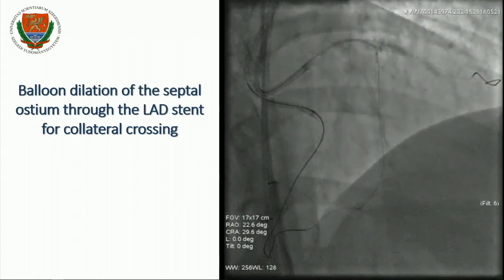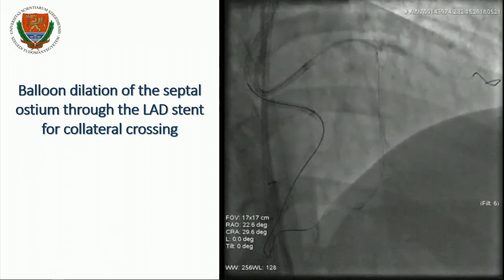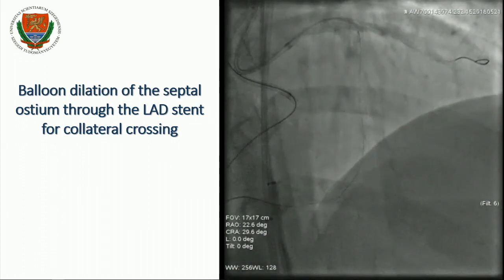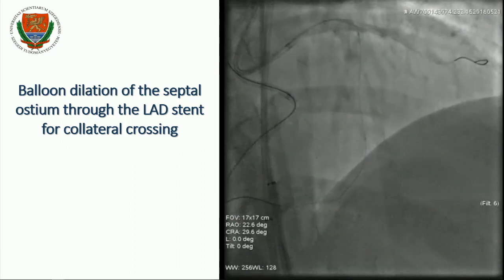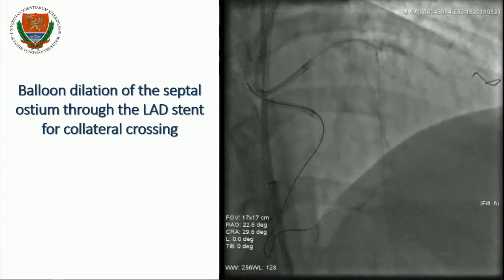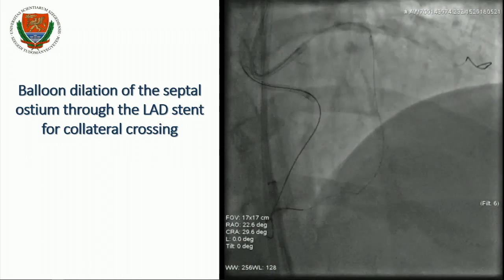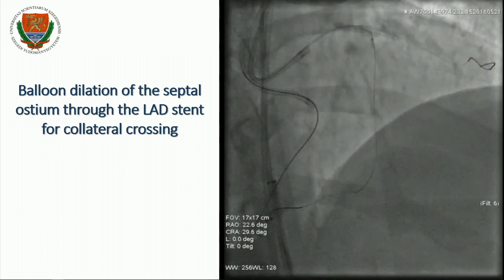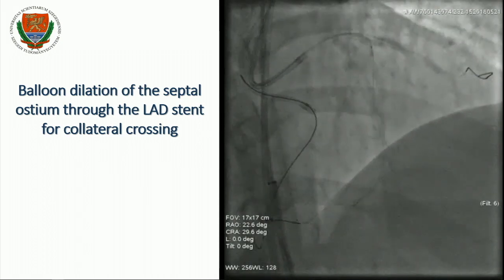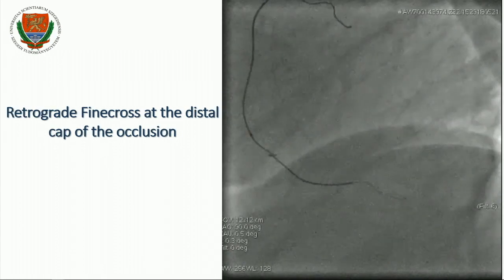So then we decided to switch to the retrograde crossing strategy, and we picked a nice septal collateral coming from the previous LAD stent. We could go through with the Sion guide wire through the septal collaterals, but the microcatheter wouldn't follow. So then we decided to dilate the ostium of the septal collateral, and this was in the previous stent. After this, we could pass the Fine Cross microcatheter through the septal collaterals.